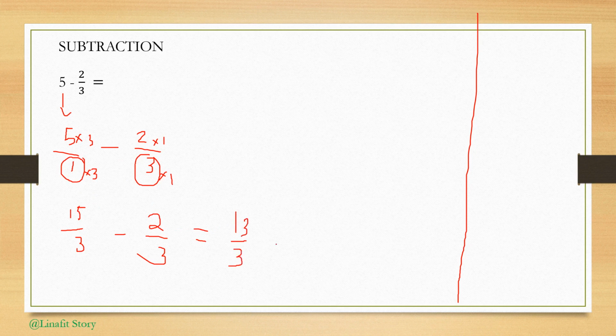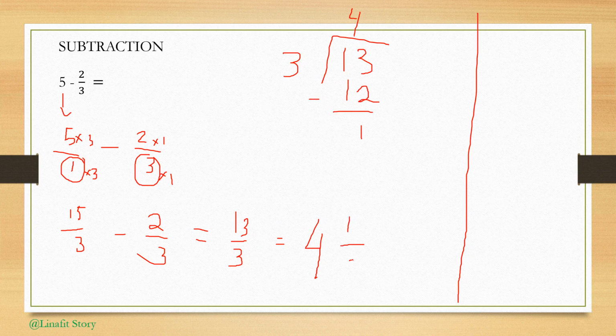13 out of 3 is an improper fraction, so you have to convert it into a mixed number. So 13 divided by 3 equals 4. 3 times 4 equals 12. So 13 minus 12 equals 1. So the answer equals 4, 1 out of 3.